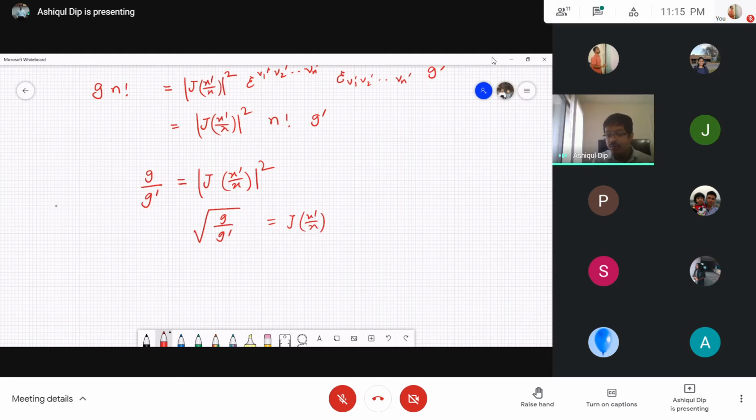Then if you want to split this square root, if you want to take the square root individually, you have to be careful, because they could have a minus sign. So you cannot take the square root of something negative. So what you do, you take the absolute value like this.